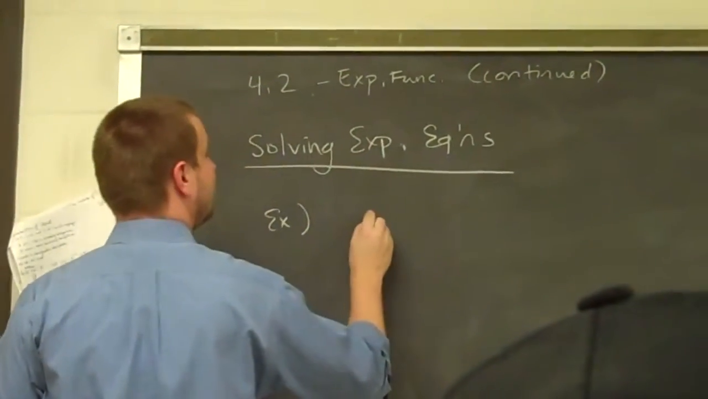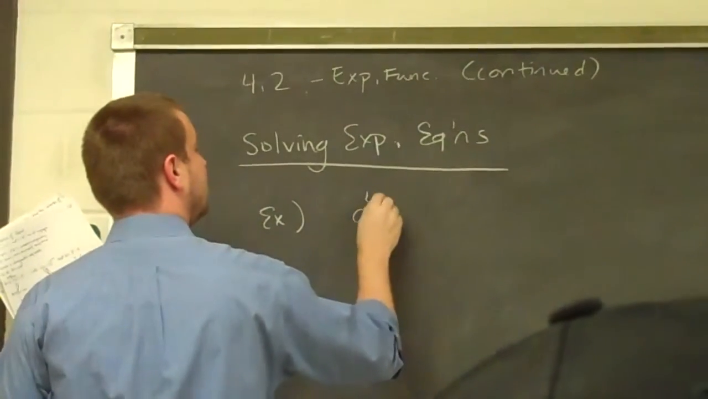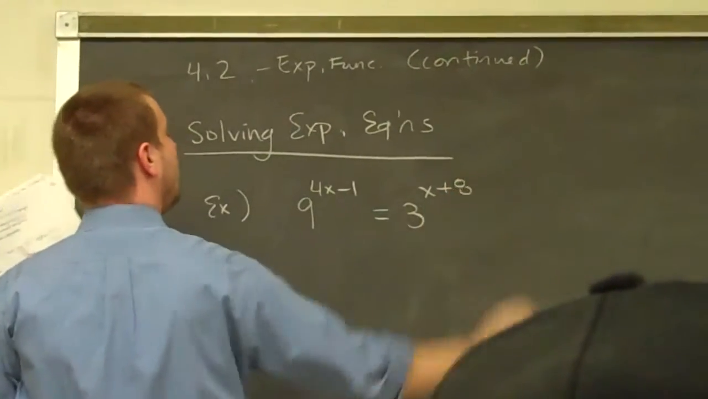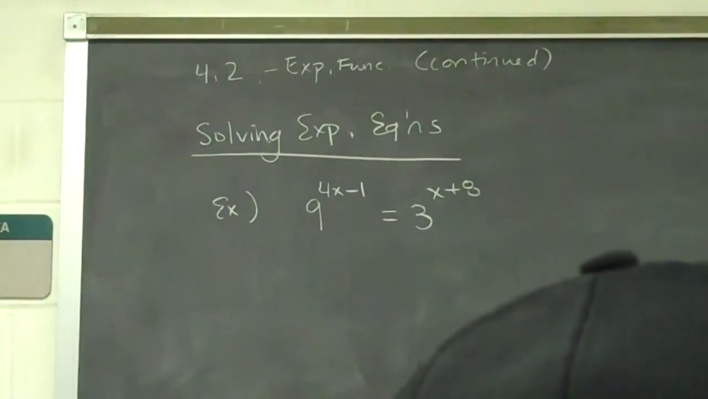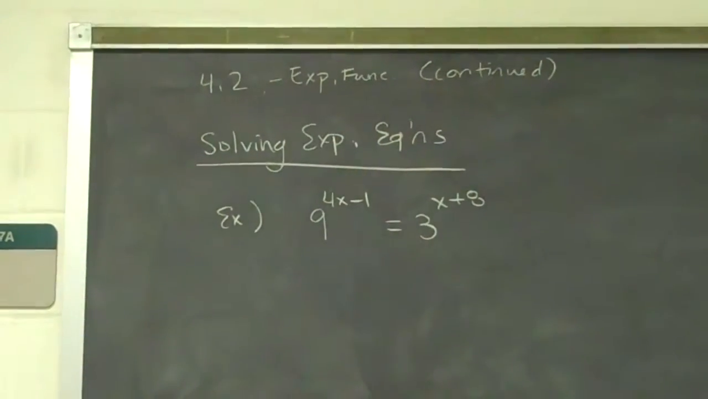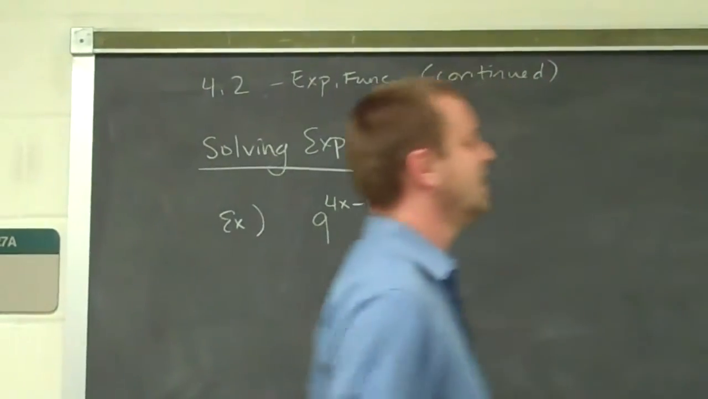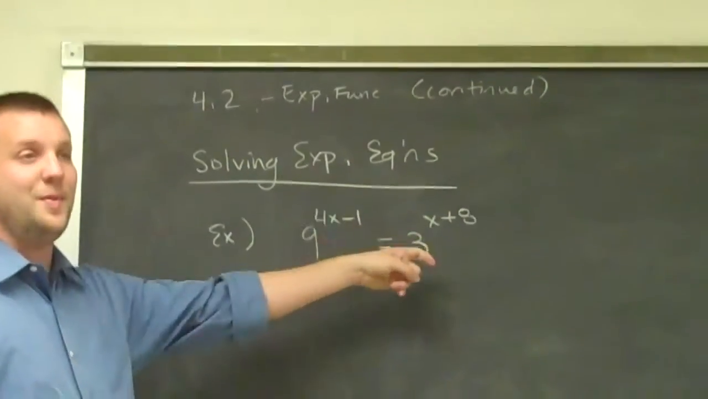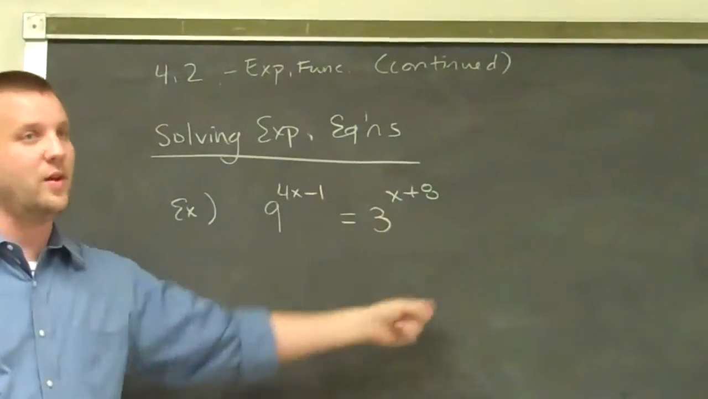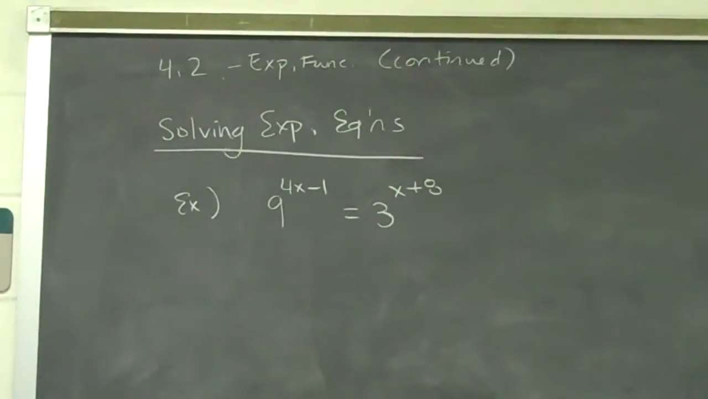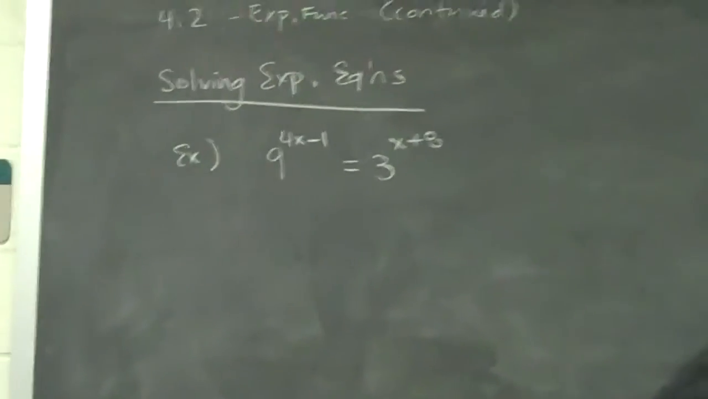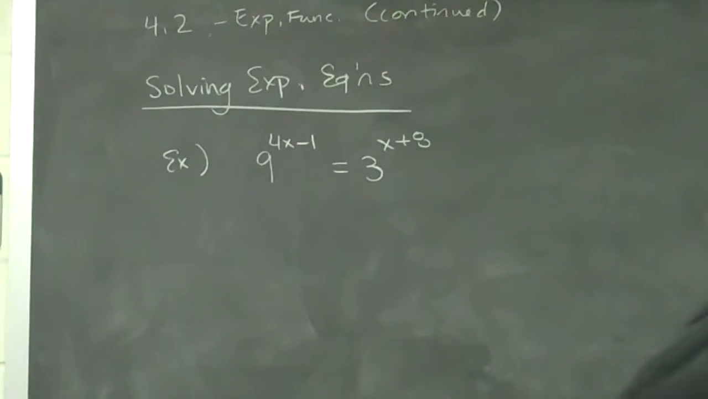So let's say we have 9 to the 4x minus 1. And I want to find the value of x so that, well, I can only move it temporarily. I'm going to put this back up in a second. When I say solve this equation, that means find the value of x so that the left-hand side of this equation has the same value as the right-hand side, right? Any ideas? Any guesses? Just ballpark it. What do you think the value of x would be? I want to see how close you can get.